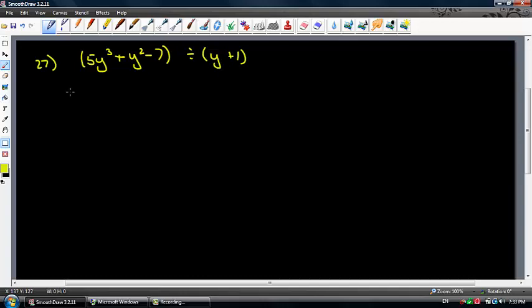Okay, so synthetic division, I'm going to go ahead and draw the box, put my negative 1 in there, because it's always opposite of this. And then I draw my line. Remember, exponents still have to decrease gradually, so I have a third degree term, which is 5, a second degree term, which is 1, a first degree term, which is actually 0, and then negative 7.